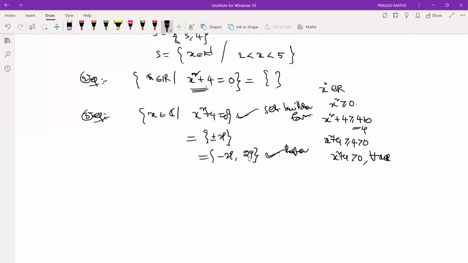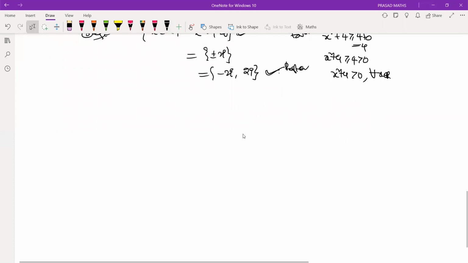So this is how we represent sets in two forms. One we call roster form, and one we call set builder form. Next is classification of sets.